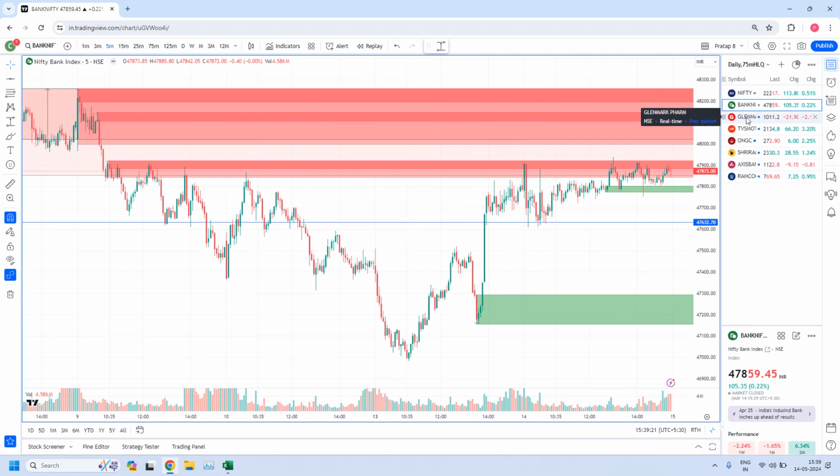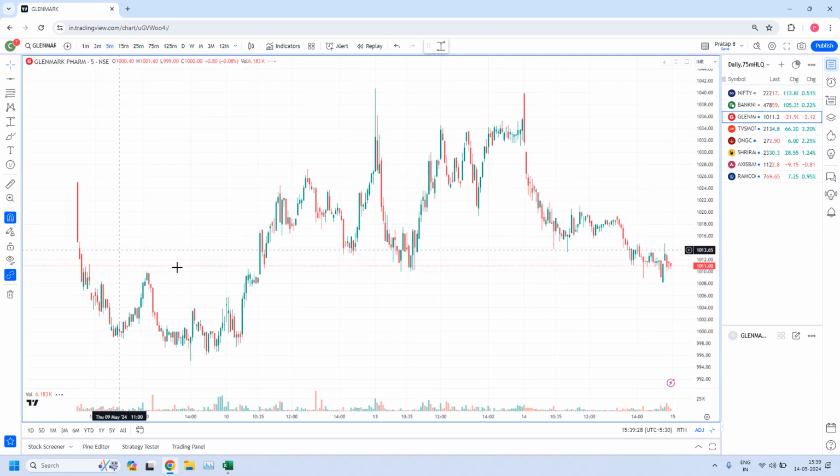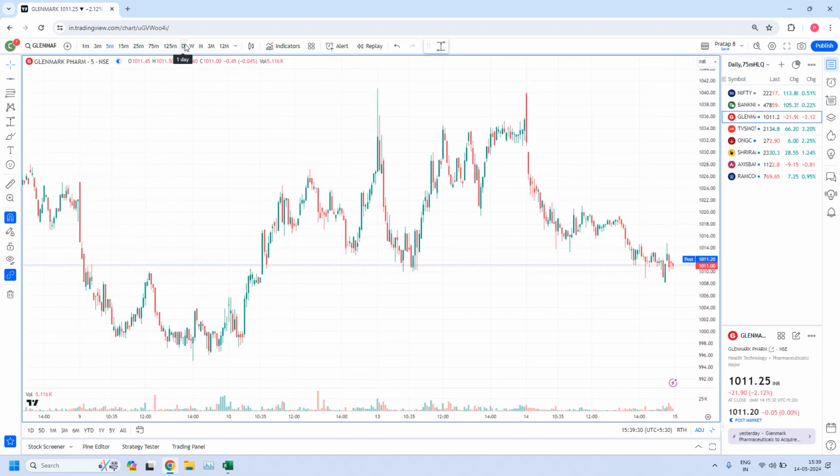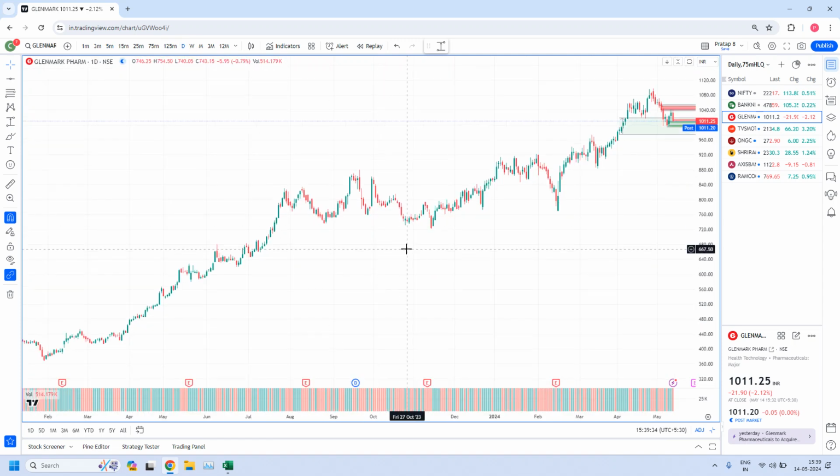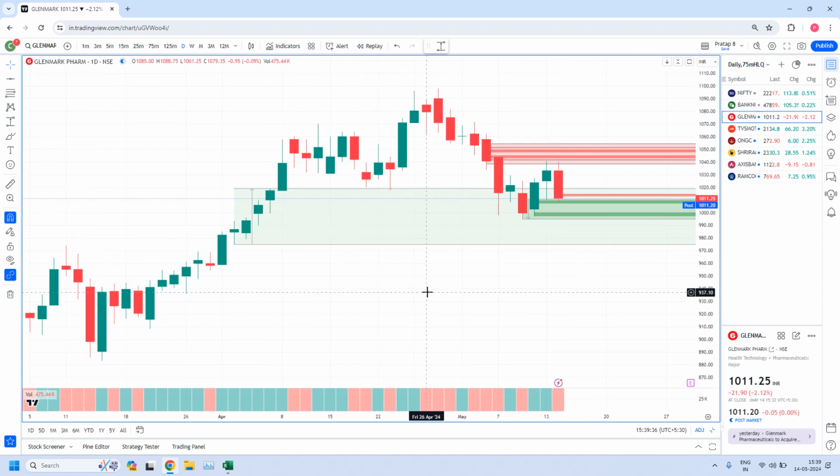Glenmark. We got a successful trade, but we didn't accept. Actually Glenmark is having 2 zones. One is a daily demand zone, and a 75 minute supply zone. This is the daily demand zone. We have a rally, 1, 2, 3, 4 base candles rally. This is the daily demand zone. And this is the 75 minute supply zone.